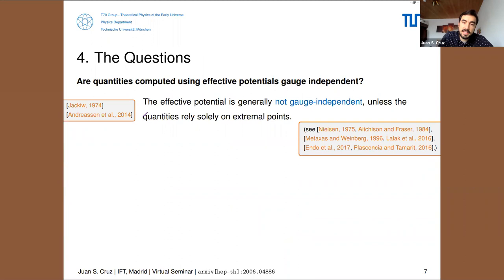Besides extending the method to the gauge sector, we were also interested in studying the gauge invariance of these methods, since it has been already proven and mentioned that quantities that are computed using extremal points of the effective action are gauge independent. We wanted to, first of all, check if this is the case in our method. And moreover, also speak about what happens if you rely not only on the extremal points, but on the vicinity, right? Since we don't necessarily use only extremal points, but also the vicinity of them, perhaps the gauge independence is lost. So we wanted a quantification of this or a check that this actually holds.